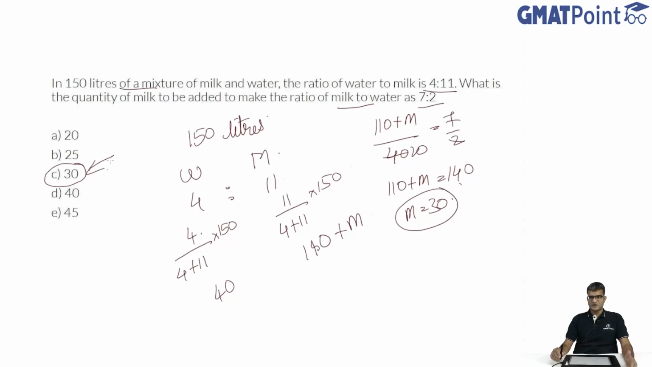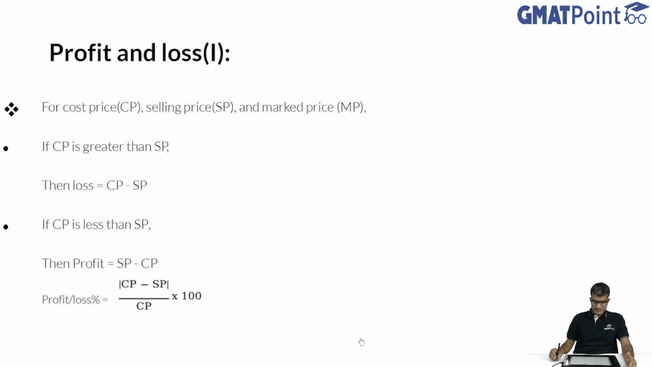Let us look at the next concept. This concept involves profit and loss. If you are given the cost price of an article, the selling price of an article and the market price, we can define that you are getting a profit by selling the article if the cost price is less than the selling price. If you buy an article at say X rupees and you sell it at greater than X, then you get a profit. If you buy an article for X rupees and you sell it at less than X rupees, then you will get a loss.